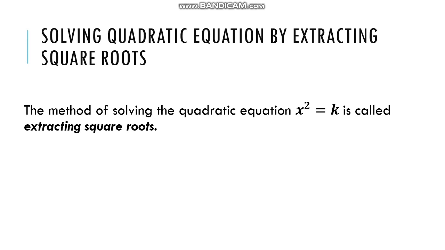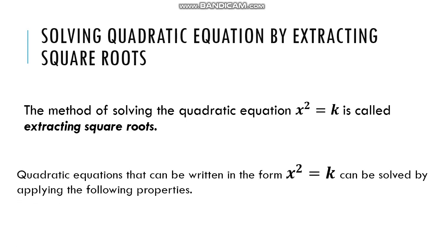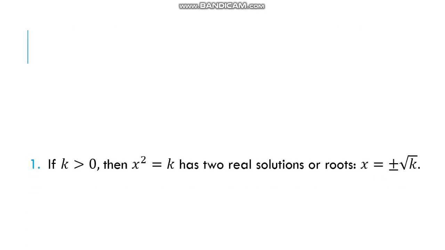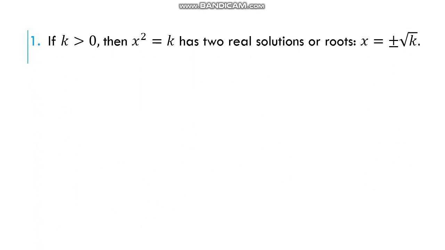The method of solving the quadratic equation x squared is equal to k is called extracting square roots. Quadratic equations that can be written in the form x squared is equal to k can be solved by applying the following properties. Property number 1. If k is greater than 0, then x squared is equal to k has two real solutions or roots. So our answer is x is equal to positive negative square root of k.